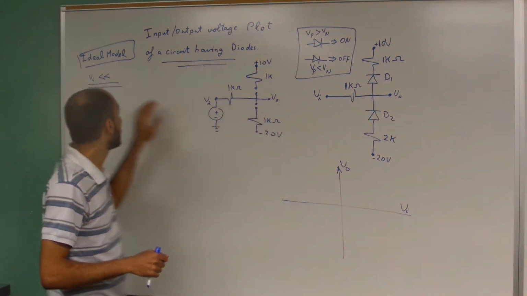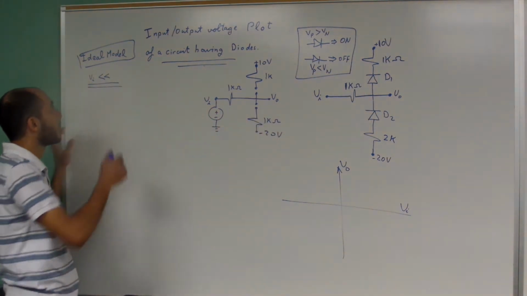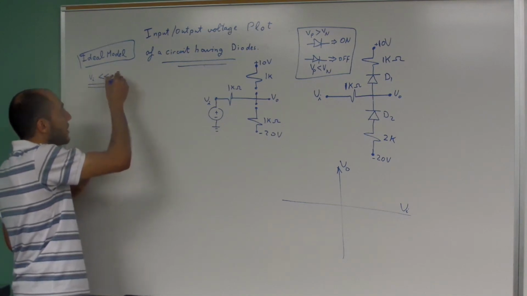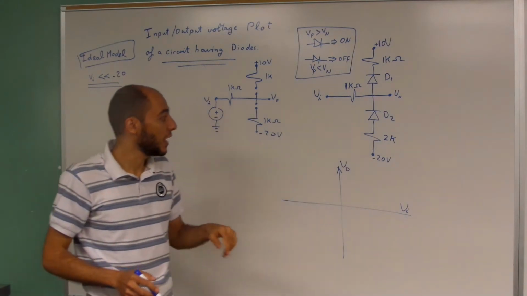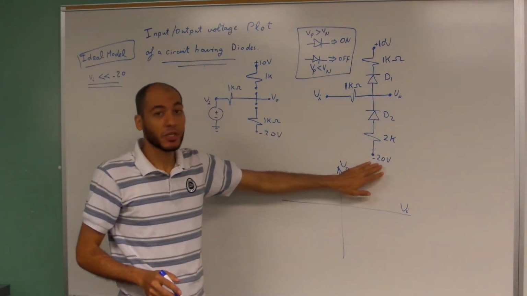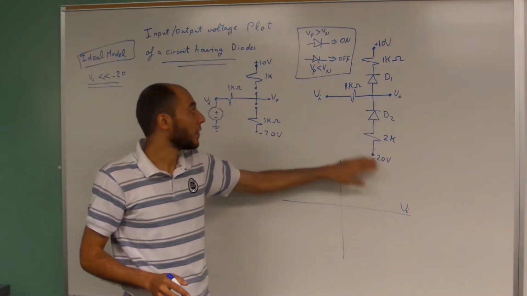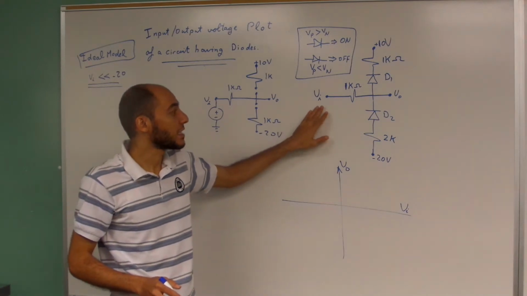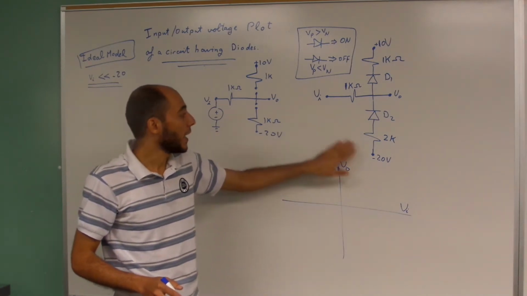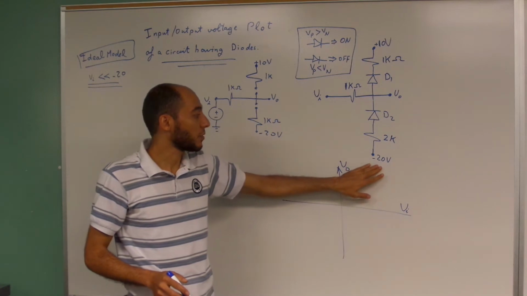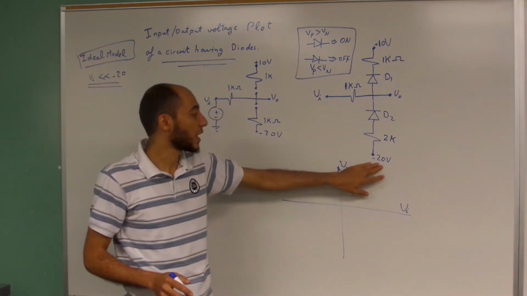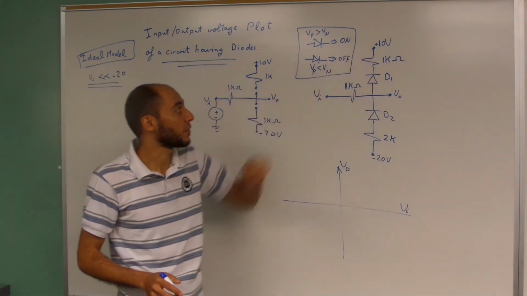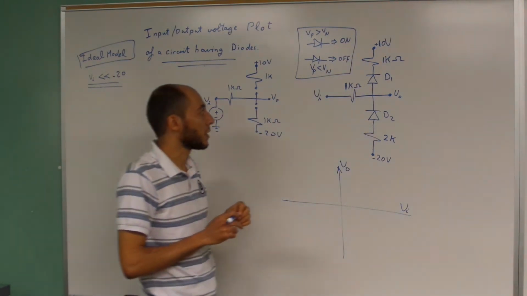So what I'm going to do is put V input very, very small, close to negative infinity. And what I do care about in this particular circuit is negative 20, because it's the smallest value that I have. So I'm going to put V input as small as possible, and thus what I care about is that it is smaller than the smallest value in the circuit, which is negative 20, as opposed to positive 10 volts at the top.